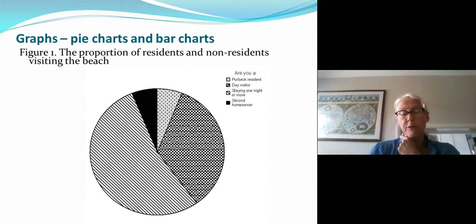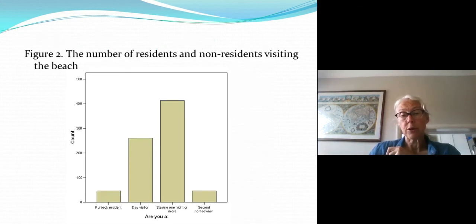I'm not a big fan of pie charts, and in fact my guidance has always been that you should only use pie charts if you've got 6 or less categories, because they become hard to interpret. But I've got some data here in a pie chart, which is proportion of residents and non-residents visiting the beach, and there's 4 different groups there. I've also got that data in a bar chart, and you can see straight away the bar chart is much easier to read, which is why I deter students from using pie charts.